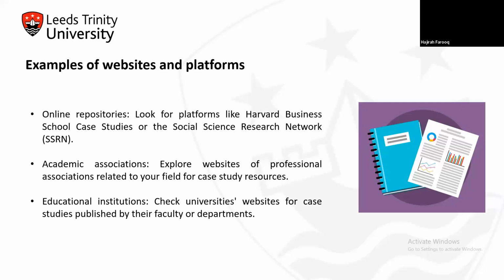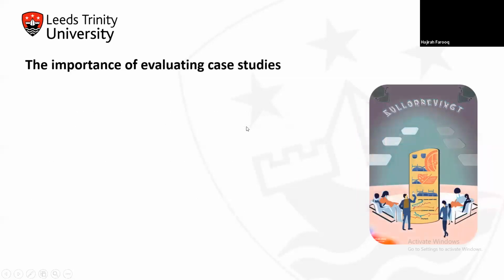Online repositories, looking for platforms like Harvard Business School case studies or the Social Science Research Network. Then we can also look for academic associations, for example by exploring websites of professional associations related to your field of study for case study resources. Educational institutions can also be searched, so you can check the university's websites for case studies published by their faculty or departments.